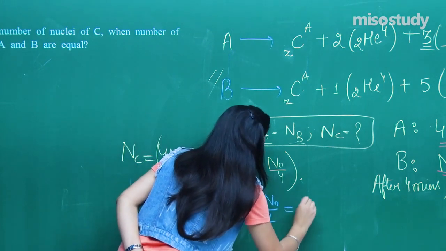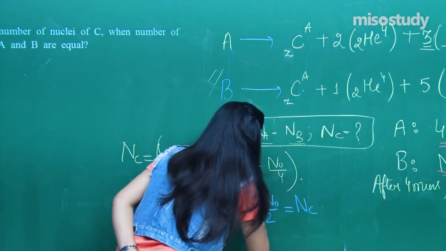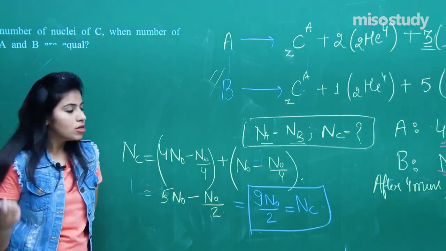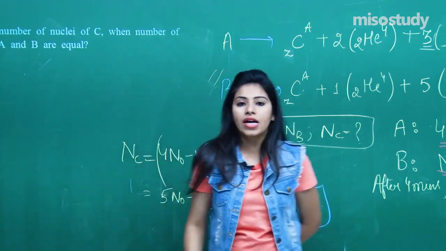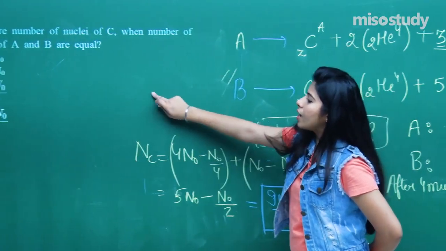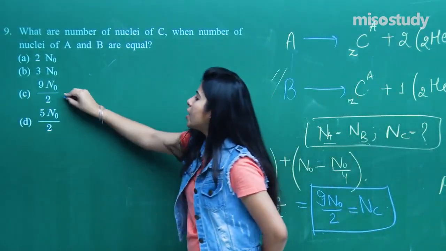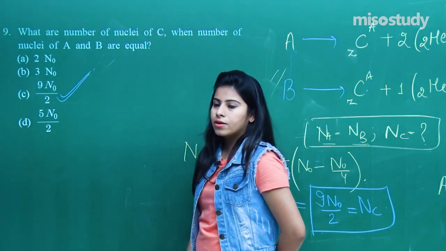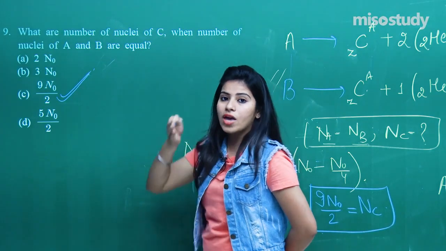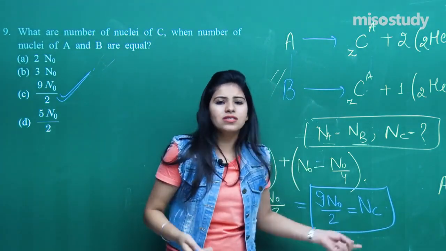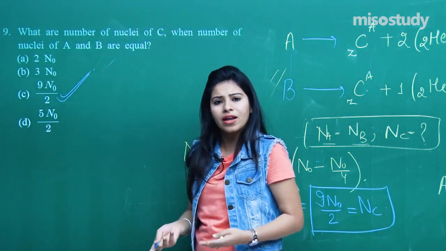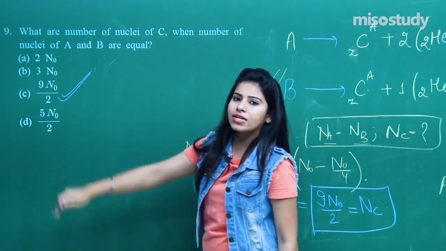This is your NC, that means your total number of nuclei for C. So we can just verify whether this is correct or not. We are having 9 N0 by 2. So I can see, option number C is the correct answer for this, because you are having 2 N0, 3 N0, 5 N0 by 2 and 9 N0 by 2, and we have gained our answer as this. That means this must be the correct answer, because we are doing it in the correct approach, with the correct way, with the correct manner, so that must be correct. So this is the correct answer.